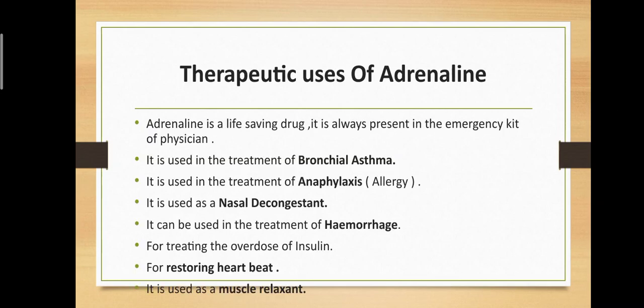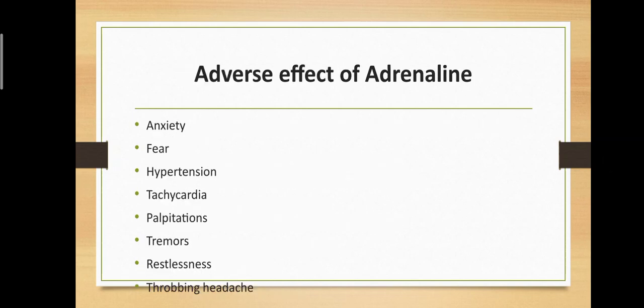Therapeutic uses of adrenaline. Adrenaline is a life-saving drug. It is always present in the emergency kit of a physician. It is used in the treatment of bronchial asthma. It is used in the treatment of anaphylaxis, meaning allergic condition. It is used as a nasal decongestant. It can be used in the treatment of hemorrhage, for treating overdose of insulin, for restoring heartbeat, and last, it is used as a muscle relaxant.